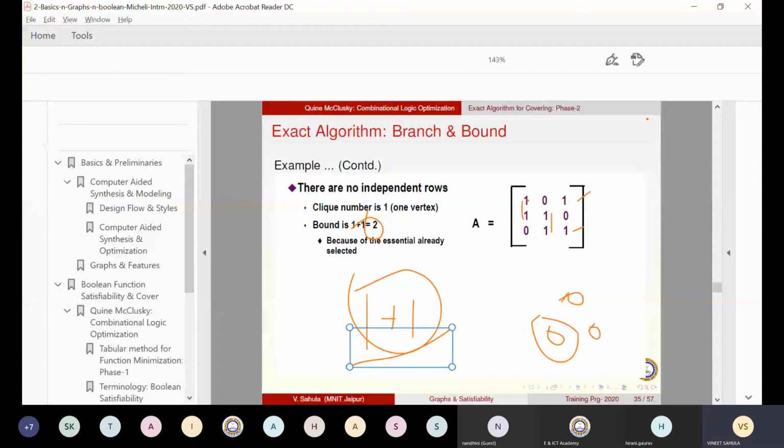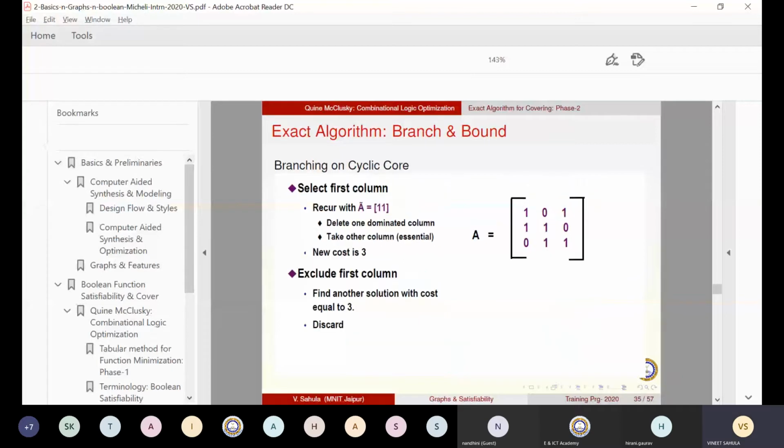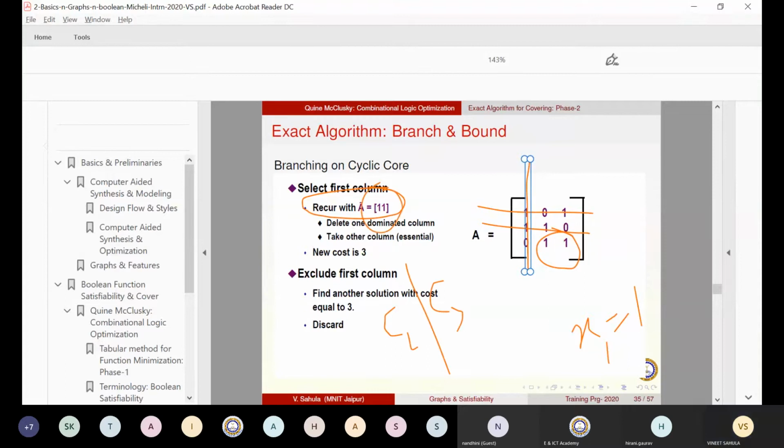Earlier information was good. In this case, if you select the first column, so x1 is chosen. The row 1 and row 2 are covered. So we are left with only this matrix, which is here, the reduced matrix. And this simply says that you can delete any dominant column and choose one. So this is column 2 and 3. So you can choose any one of them, column 2 or 3 here. And our selection is okay. So this is when we select the first column.